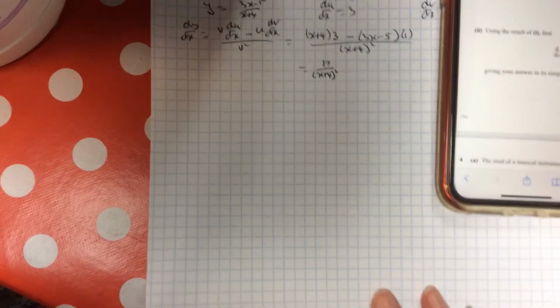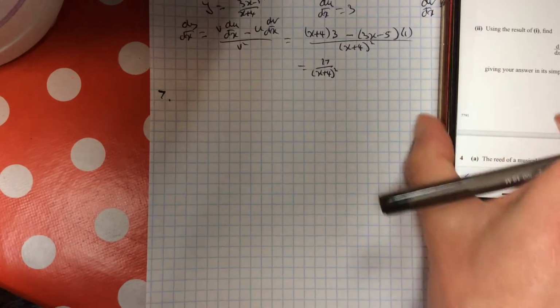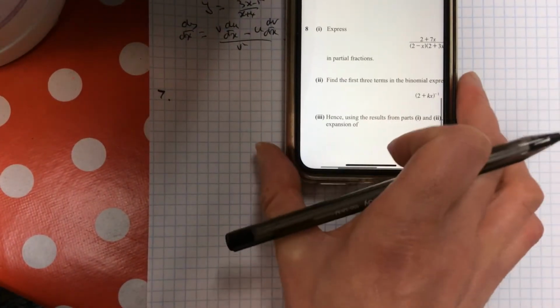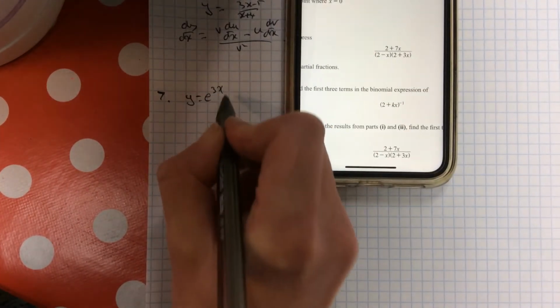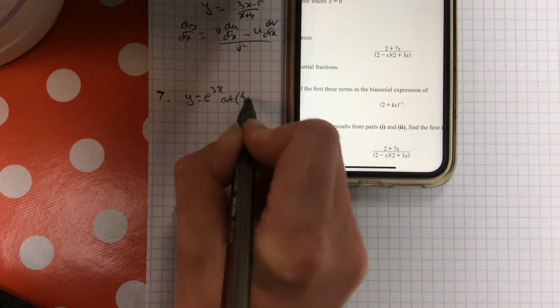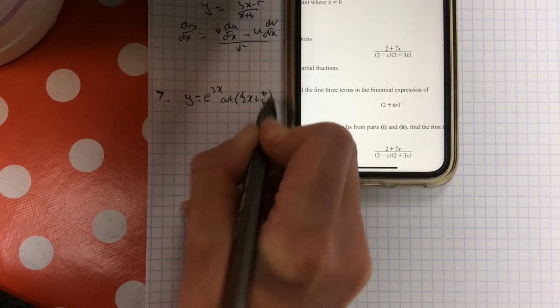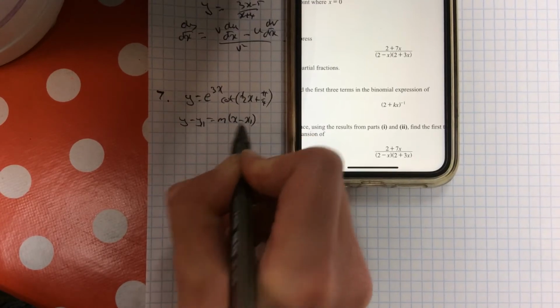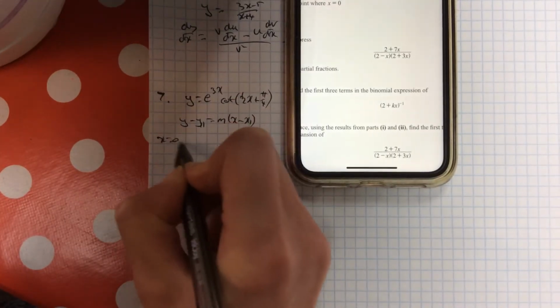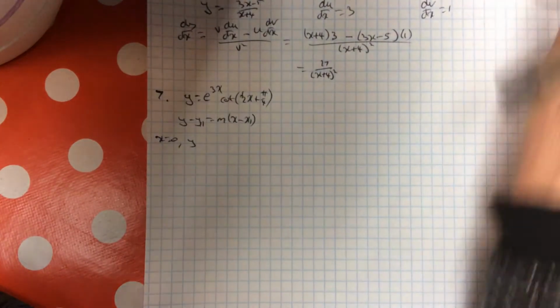It's question 7, so we just scroll down to find that. Question 7: find the equation of the tangent to this curve, y equals e^(3x) cot(x/2 + pi/4). And I want the equation of the tangent. So just structure your question. You're told x is 0, so let's work out what y is straight off.